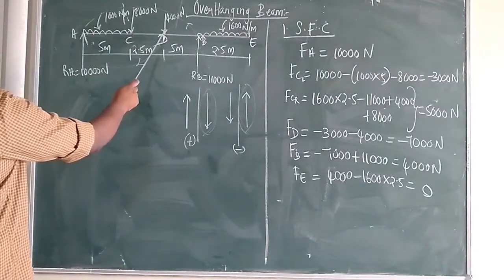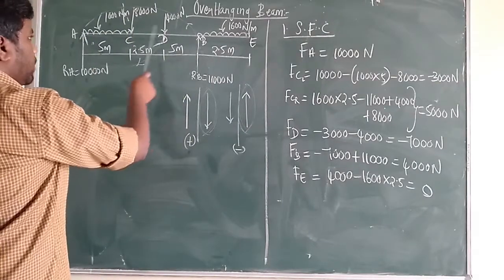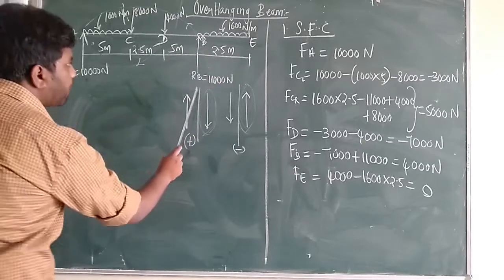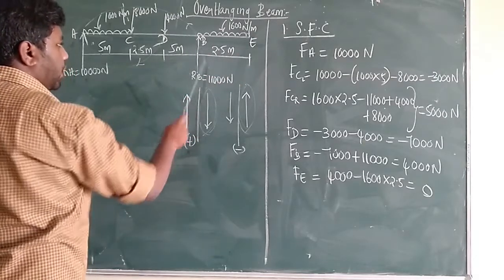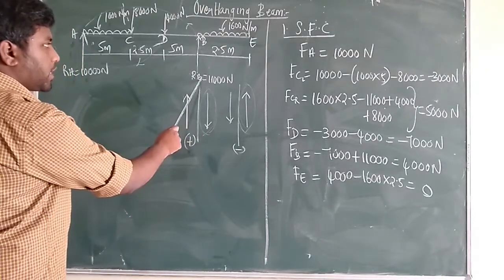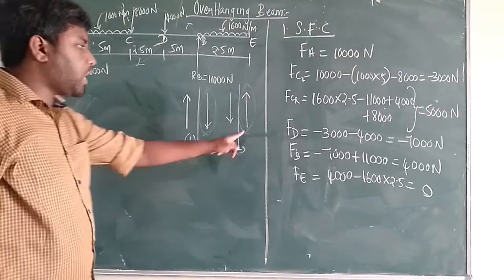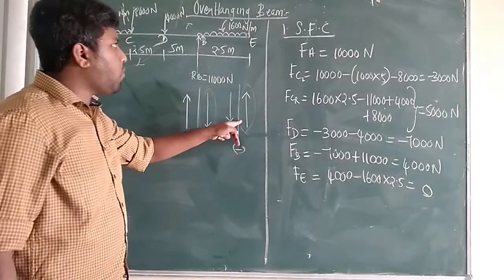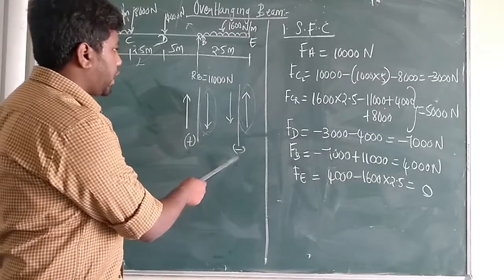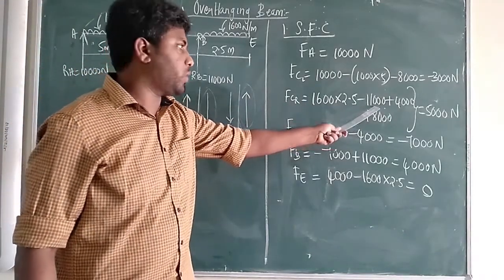Then here one reaction is there, right? At the right of the section there is an upward reaction force, that is 11,000 Newton. On the right of the section, if there is an upward force, that is considered negative. So that is minus 11,000.